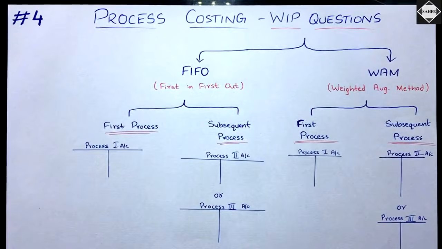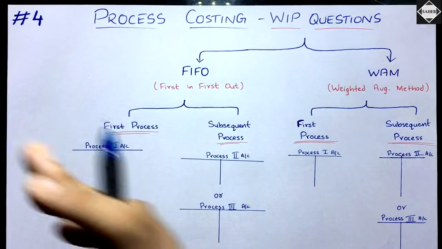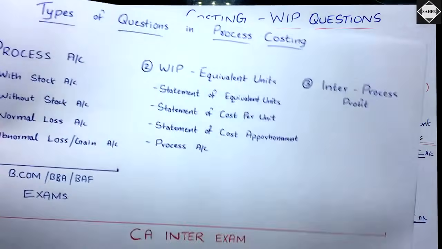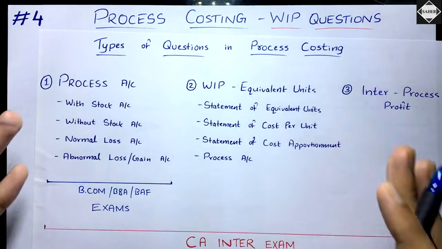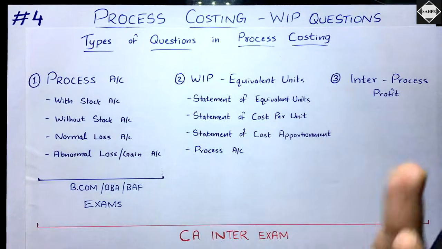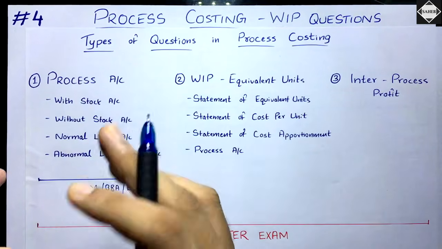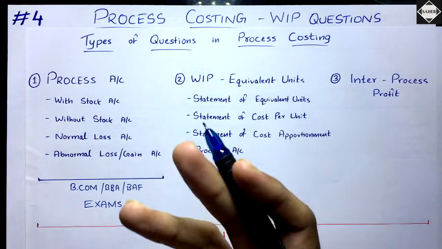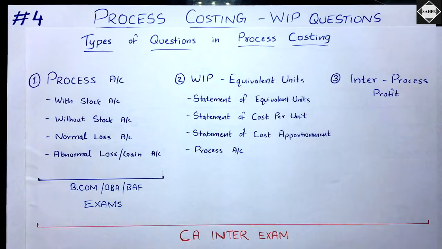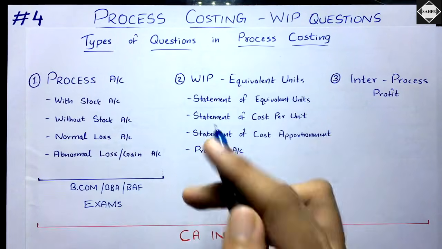Hi everyone, welcome back to the fourth video of the process costing chapter. Now in this video we're going to move on to the next topic of process costing, that is WIP, equivalent units. As I told you, there are three different types of questions that can be asked from process costing. The first one was the basic one, and we have seen two problems of the basic one, but we haven't seen with stock account. We'll see that later, but it's not mostly asked in the exam. All right, so now let's start this new topic, WIP equivalent units.